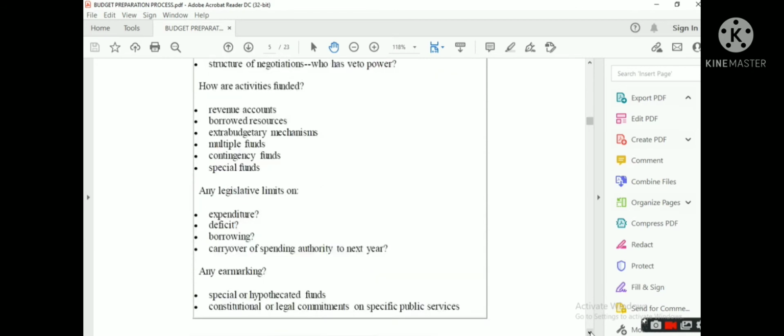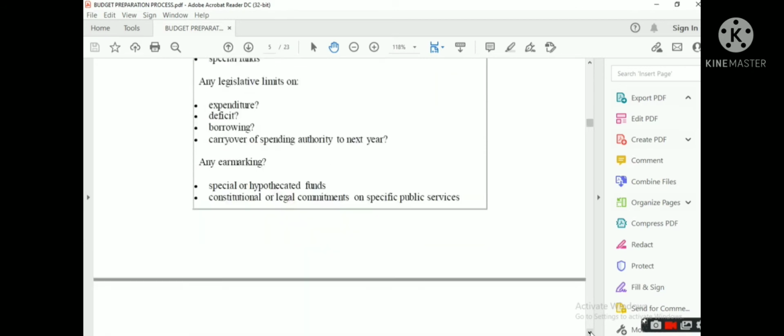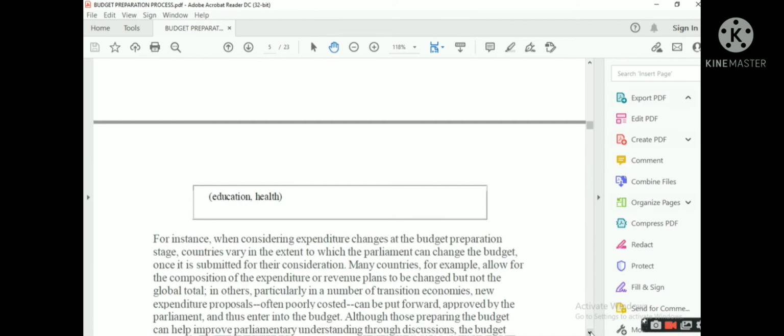Legislative power to propose spending, power of amendment, one vote, global vote on spending, executive powers to limit spending below appropriations. How are budgeting powers distributed within the executive? Number of agencies involved, who does what? Agenda for setting budget negotiations, how is this determined? Structure of negotiations, who has veto power?